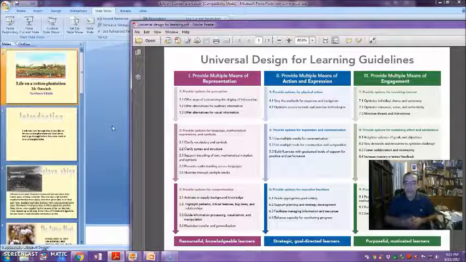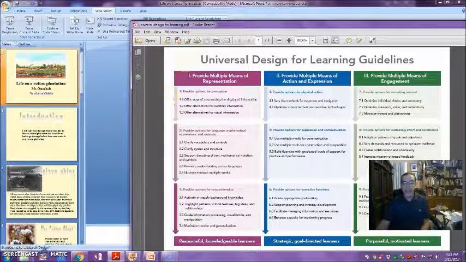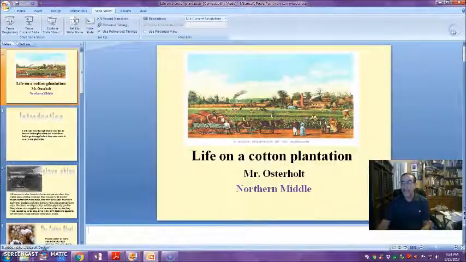All right, on our universal design for learning, the first column is talking about representations or presentation to the students. So offering ways of customizing the display, offering alternatives to auditory information, and also offering alternatives to visual information. Second column is clarifying vocabulary, clarifying syntax, and support decoding of text. So one of the tools for that is PowerPoint.